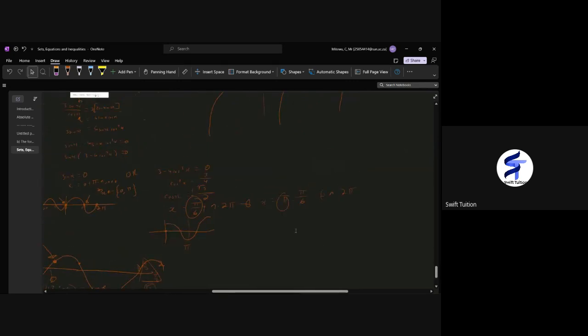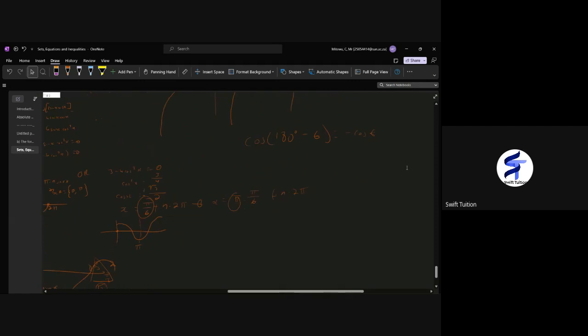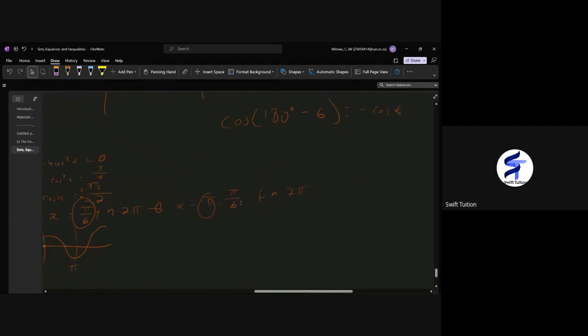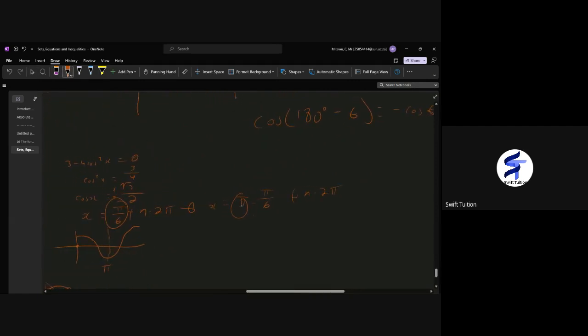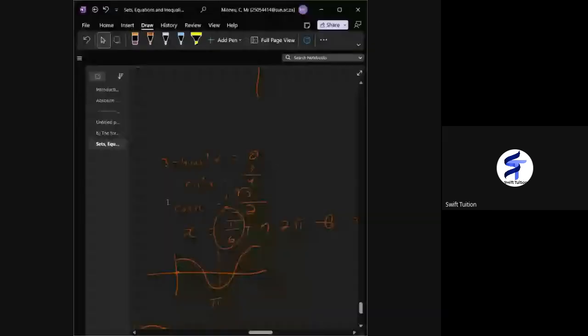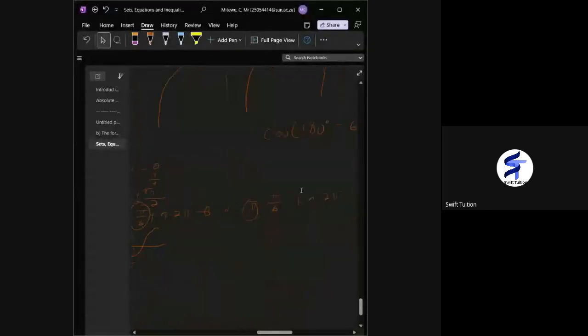Cosine is slightly different because cosine of 180 degrees minus theta is equal to negative cosine of theta, right? Again, this is something you should remember from high school. So in reference to this one, we're going to be doing 180 degrees minus theta, and then we need to make the whole thing negative after that. But don't need to worry too much about that.